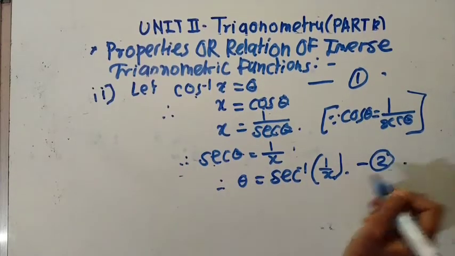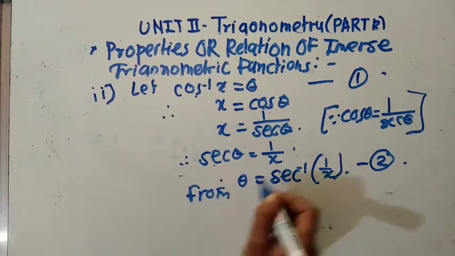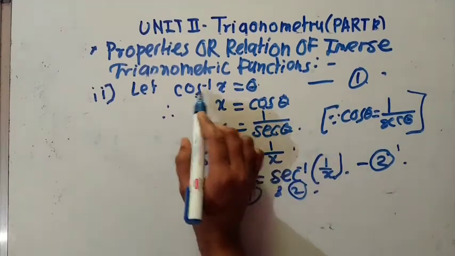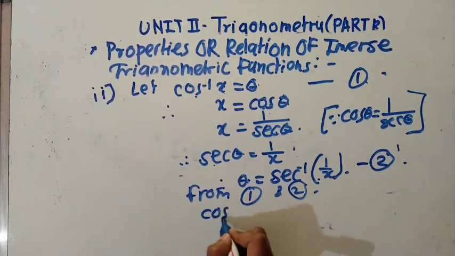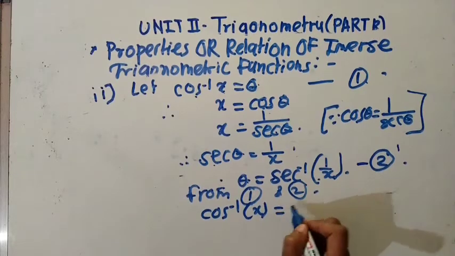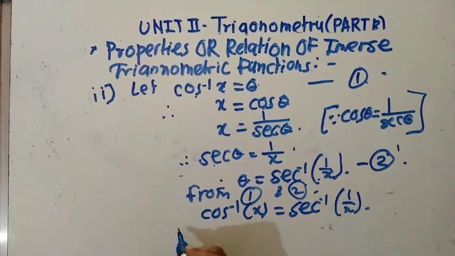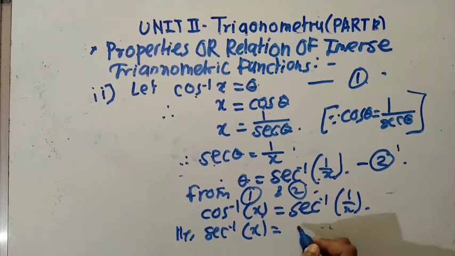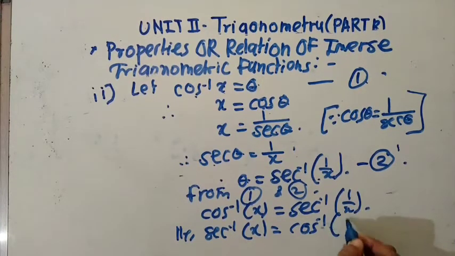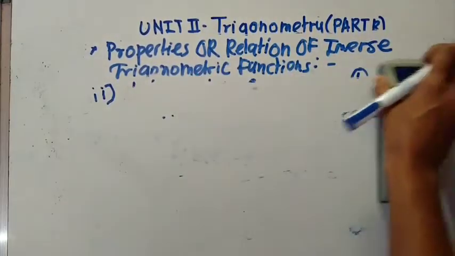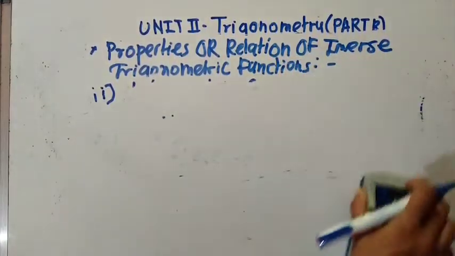This is the second equation. So from 1 and 2, theta is the same, so cos inverse of x is equal to sec inverse of 1 upon x, and similarly sec inverse of x is equal to cos inverse of 1 upon x. Then we prove the third property.